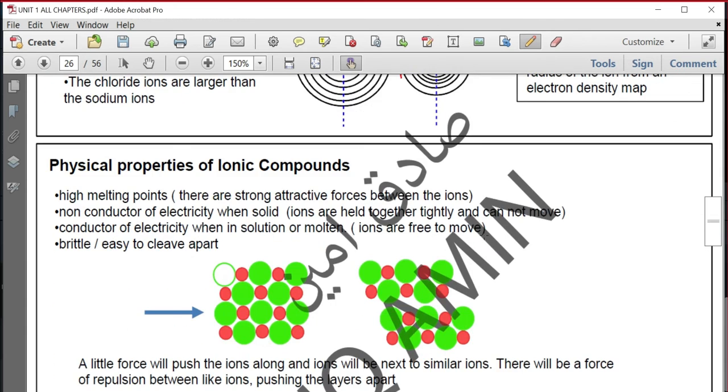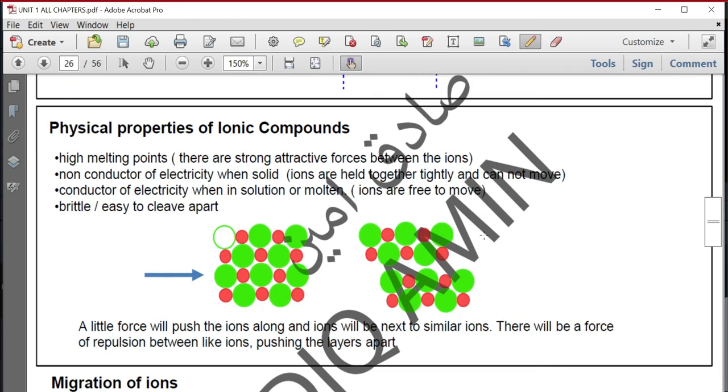Okay, secondly, physical properties of ionic compounds. They have high melting and boiling points, and the reason for the high melting and boiling points is that they have strong electrostatic force of attraction between the ions. The stronger the electrostatic force, the higher the melting and boiling points. Ionic substances are non-conductors of electricity in the solid state, because the ions are stuck in their positions, tightly packed. They can conduct electricity when you dissolve them or when they are in the molten state. At that point, the ions are free to move.